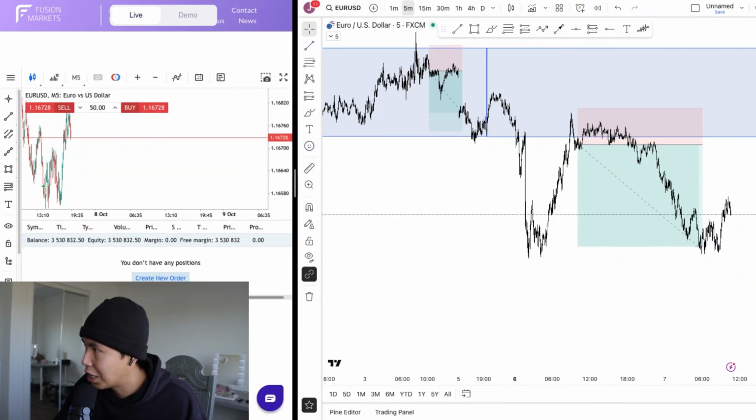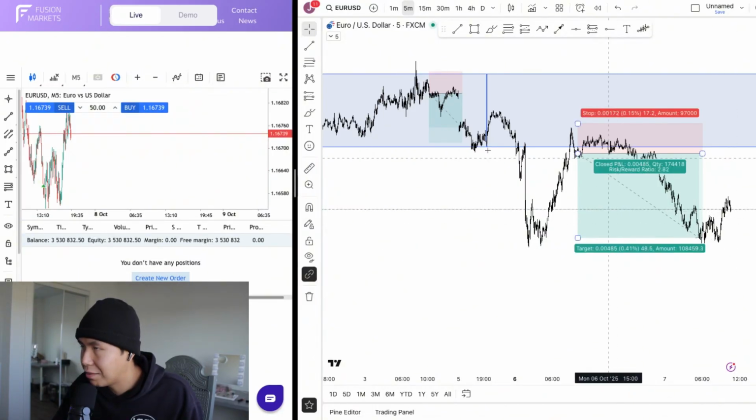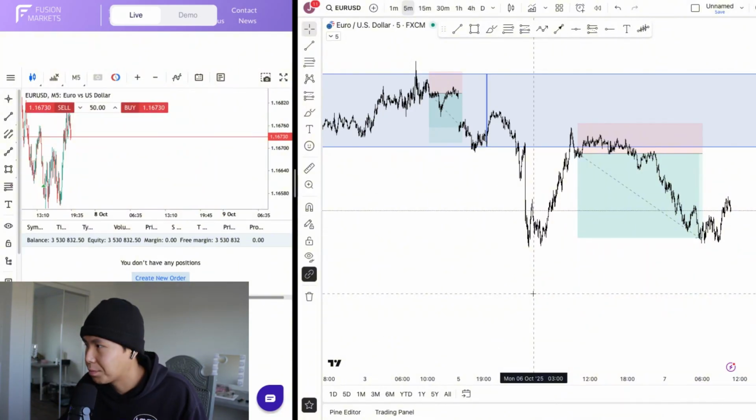Pretty simple trading strategy that I have that I can replicate almost every single day in any single market condition, whether it's on the 1 minute, 5 minute, or on the higher time frames like I am right now with my FTMO account, which I'm going to be dropping a video about that as well.